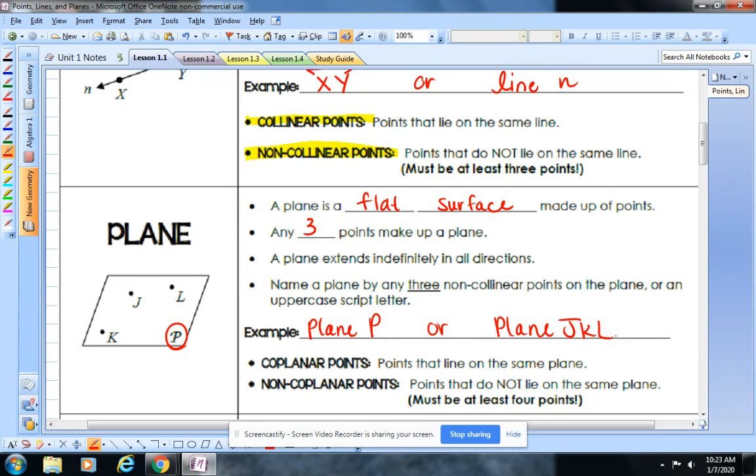So the word coplanar is just like the word collinear, except it refers to planes instead of lines. Coplanar means points that are in the same plane. Non-coplanar means points that are not in the same plane. So that means you have to have a 4th point that's not in the same plane. That would be like if I had 2 different pieces of paper up here, and I had some points on this paper and some points on this paper, right? They would not be in the same plane. Does that make sense?